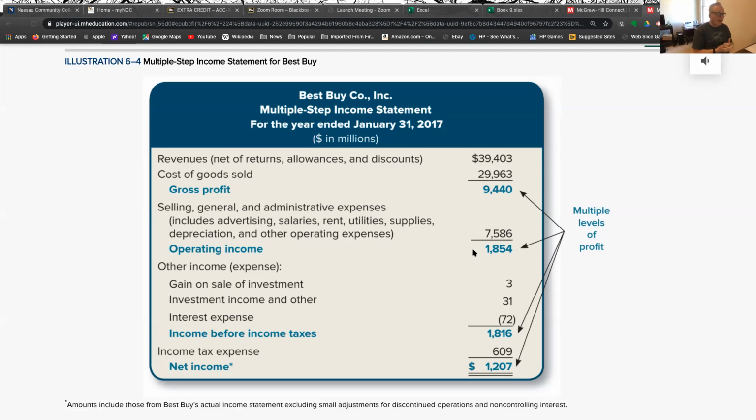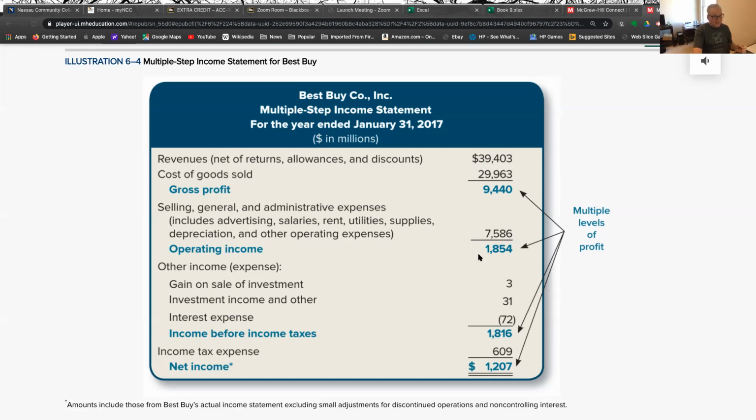It means how much profit did the company make doing the thing it went in business to do. What did Best Buy go into business for? To buy and sell electronic merchandise. What did Best Buy go into business to do? To buy, that's the cost of goods sold, and to sell, that's the revenue, electronic items. How much profit did they make doing that after all their expenses?